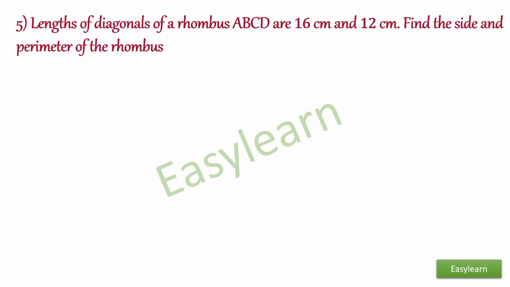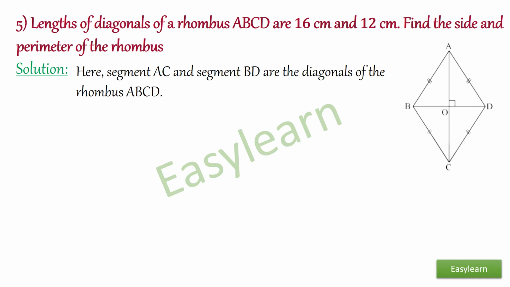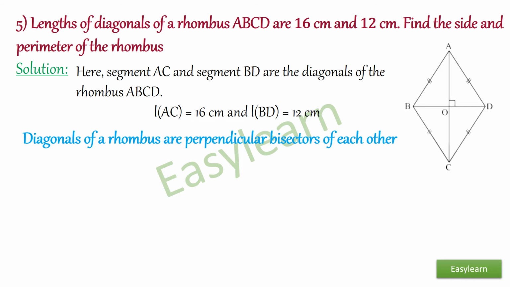Fifth, the lengths of diagonals of a rhombus ABCD are 16 cm and 12 cm. So they have given us a quadrilateral rhombus where the diagonals are AC and BD, they are 16 and 12. We have to find the side and the perimeter of the rhombus. So here AC is the diagonal and BD is the second diagonal. So AC is given 16 cm and length BD is given as 12 cm.